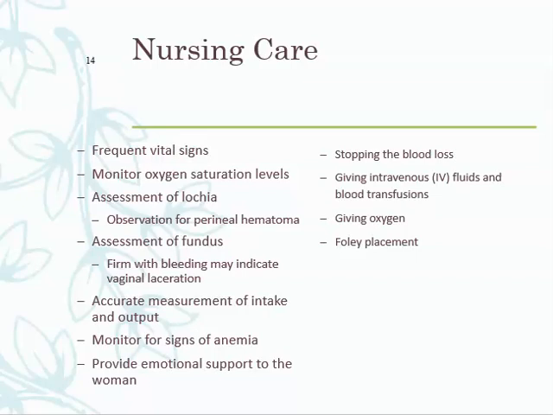Vital signs will help us know if they are deteriorating and going into a shock phase, as well as the oxygen saturation levels and assessment of the fundus. Most commonly, it is going to be something to do with uterine tone, and we would be able to assess that by assessing for a boggy versus a firm uterus. Measuring intake and output, if urine output starts to decline, that can be a sign of shock impending, as well as providing any kind of additional support like IV fluids, blood transfusions, etc.